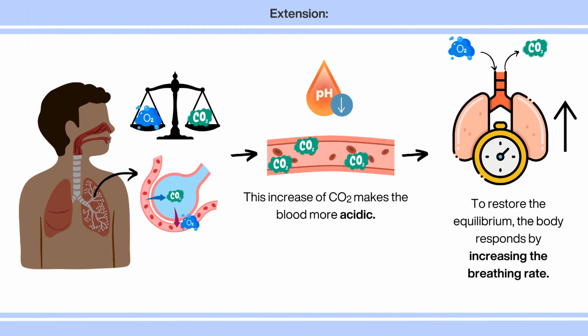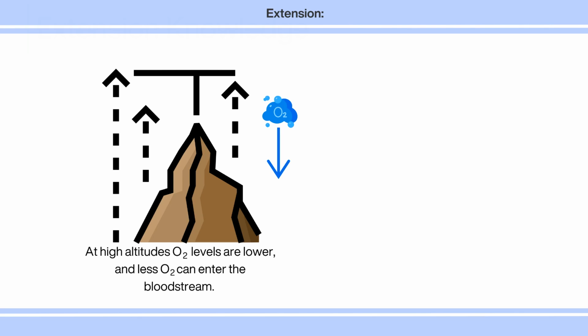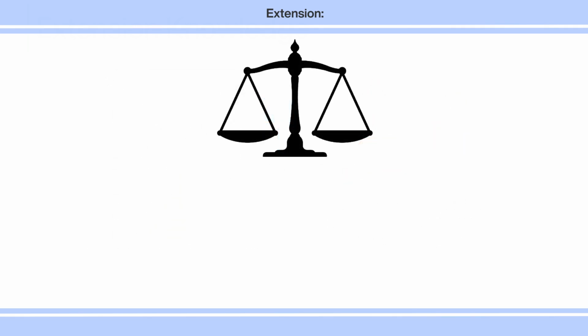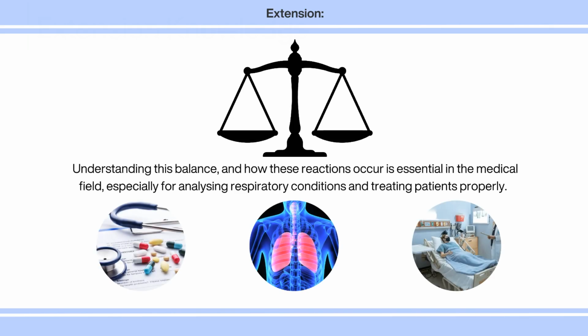As well as this, at high altitudes, O2 levels are lower. Less O2 can enter the bloodstream. To compensate for this, the body produces more red blood cells, which can carry more oxygen, which helps to balance the O2 supply and demand. This constant adjustment is an example of dynamic equilibrium in biological systems. Understanding this balance and how these reactions occur is essential in the medical field, especially for analyzing respiratory conditions and treating patients properly.